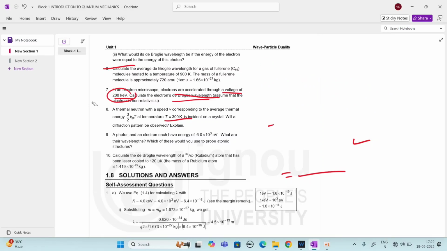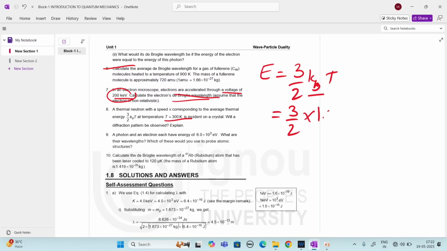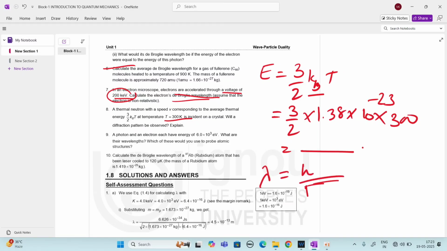तो हमें सबसे पहले क्या निकालेंगे, एनर्जी कैलकुलेट कर लेंगे. 3/2 kT and temperature is already given. Energy is equal to 3/2 k_BT. k_B is the Boltzmann constant, 1.38 into 10 to the power minus 23, and temperature is 300 Kelvin. So this is the value of energy, and we will calculate the de Broglie wavelength h/√(2mE) by using this formula.